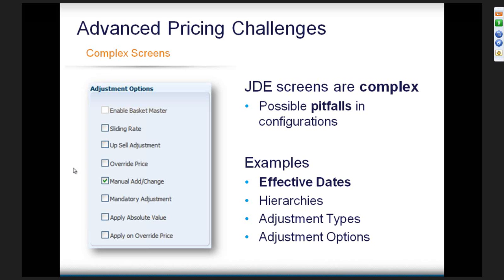You've got things to deal with like adjustment types and adjustment options, and what is here on the left is an example of adjustment options that you have in advanced pricing. If you check the wrong box in here, or the wrong collection of boxes, you could have significant impacts on how your pricing is going to turn out.